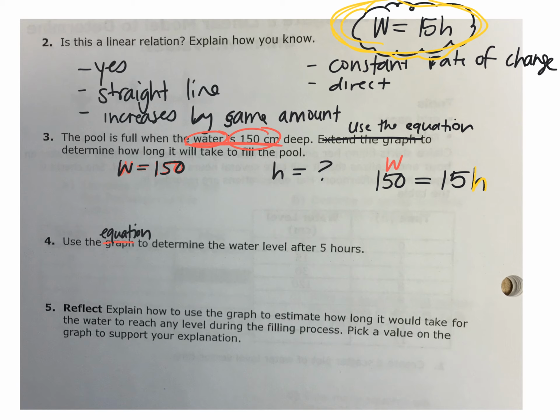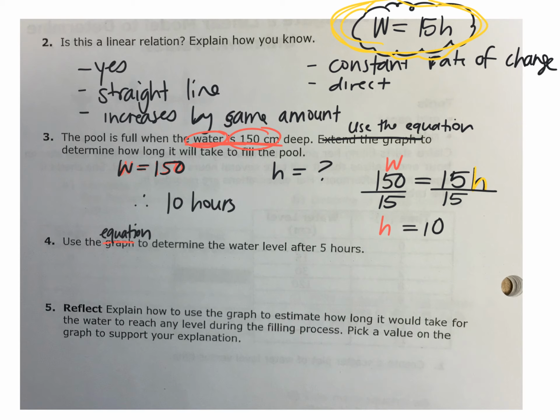Divide it by 15. It's 15 centimeters per hour. So what does H equal? 10. You were giving me the answer. It took 10 hours for it to get to 150 centimeters.